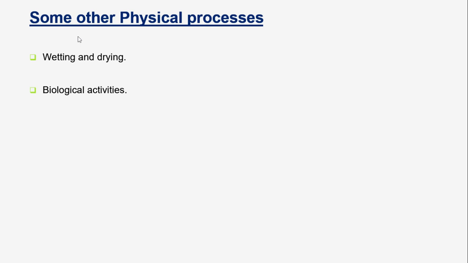The final one is the wetting and drying and biological processes. These are again carried out through different biological microorganisms, and wetting and drying is the result of water action. So these are other types of physical processes.